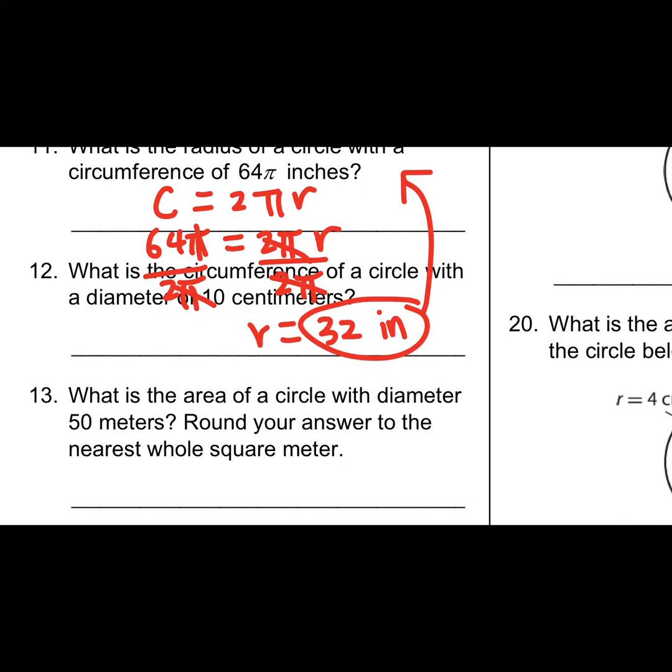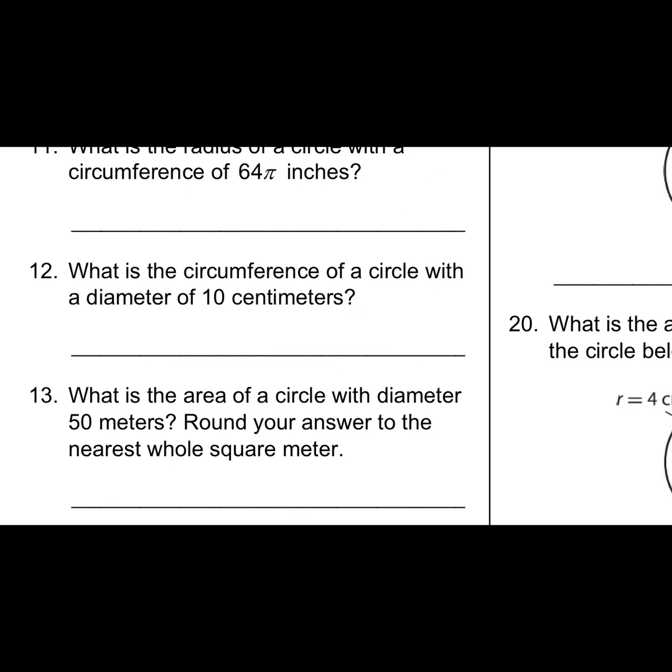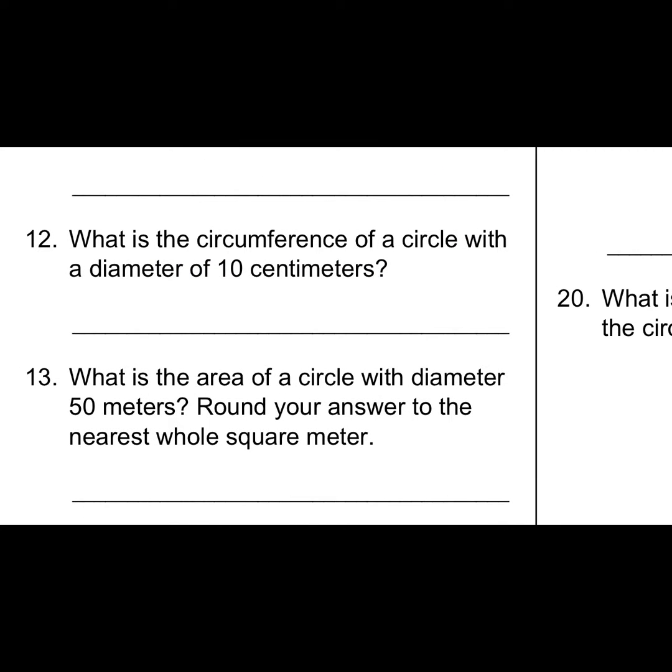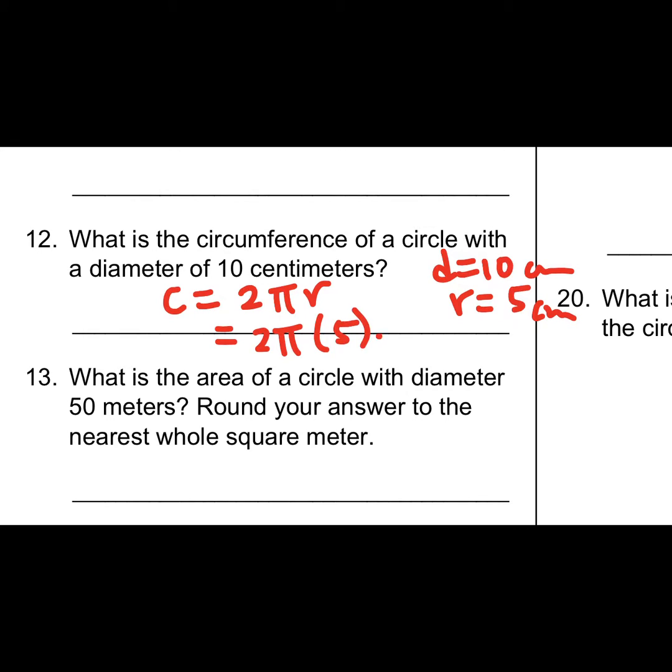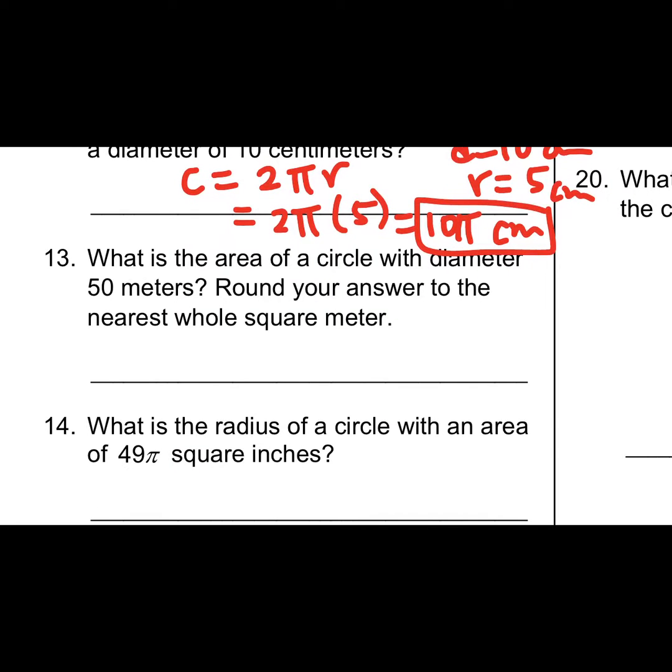Number 12, what is the circumference of a circle with a diameter of 10? So once again, I'm going to use the same circumference formula, and then I'm going to substitute the radius. Since we know the diameter is 10, we also should know that the radius is half of the diameter, which is 5 centimeters. So it's going to be 2 pi times 5, which is 10 pi centimeters. You can also round it to decimal if you like, but we're going to just leave it in terms of pi for now.